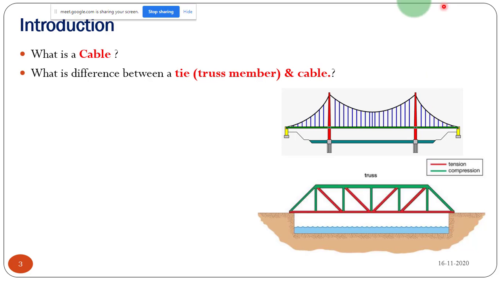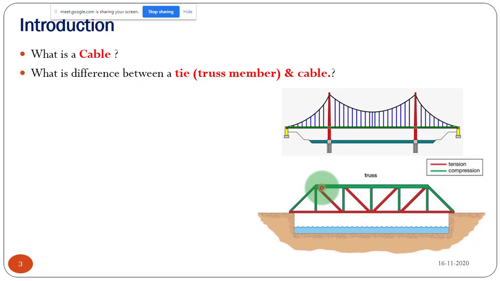Whenever you are analyzing trusses, you will end up with two types of forces. Some members will have compressive force, and some members will have tensile force. The members carrying compressive force, what do you call them? What is the name for that type of member? What do you call the compression member of a truss? Strut, yes. Similarly, you call the tension member of a truss a tie.